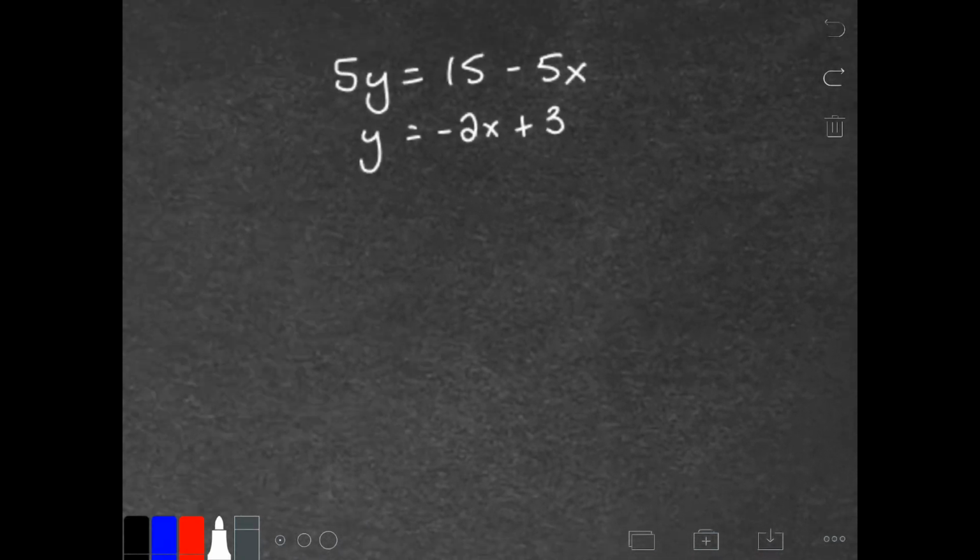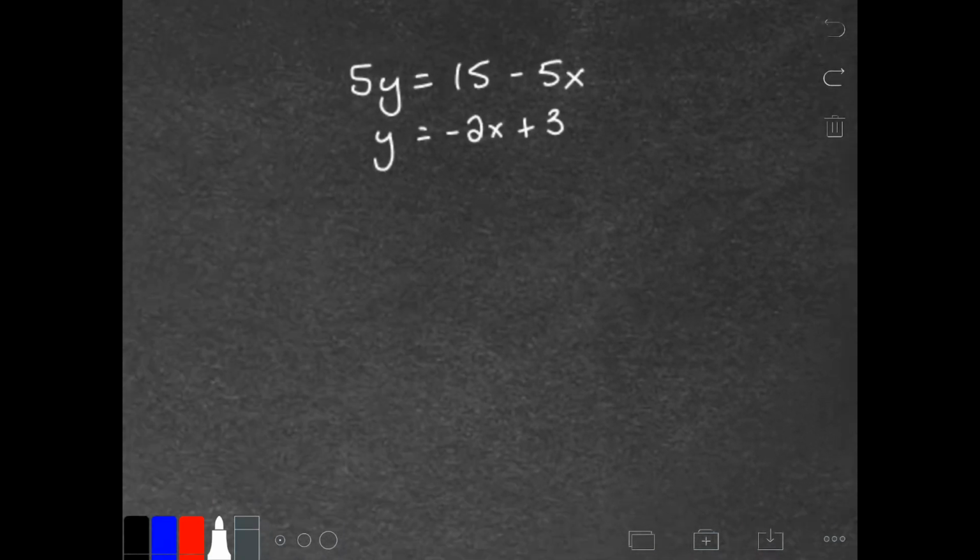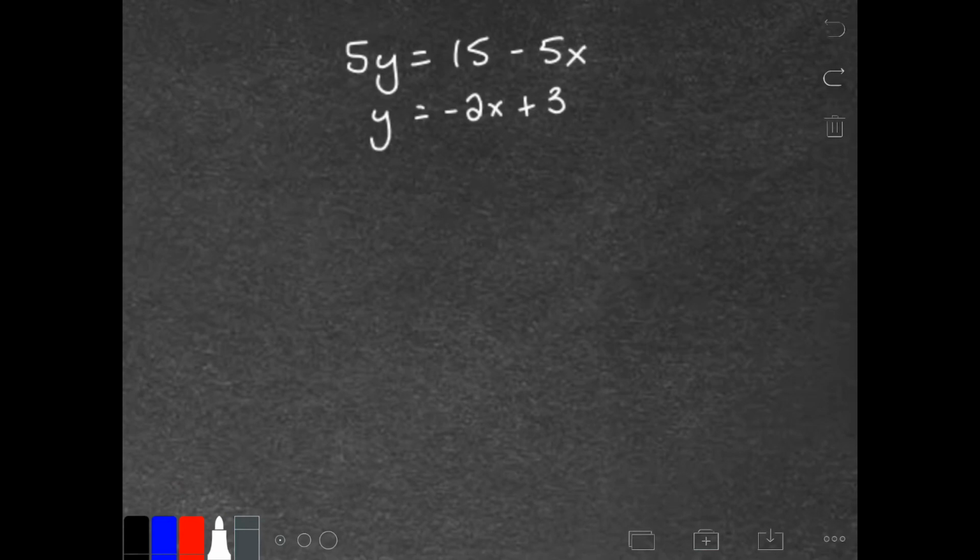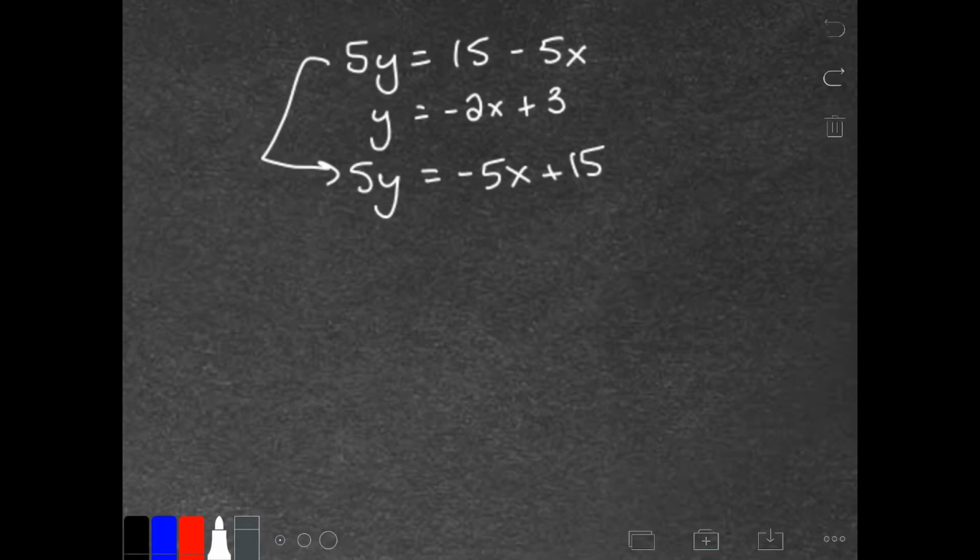How about another one? All right, so this one's a little bit different. Our equations are not written in standard form, and our variables are not lined up. So I'm going to rearrange this a little bit. I'm going to take this first equation and write it down here, and flip those terms around on the right-hand side. So I'm going to have my negative 5x first, and my positive 15 second.